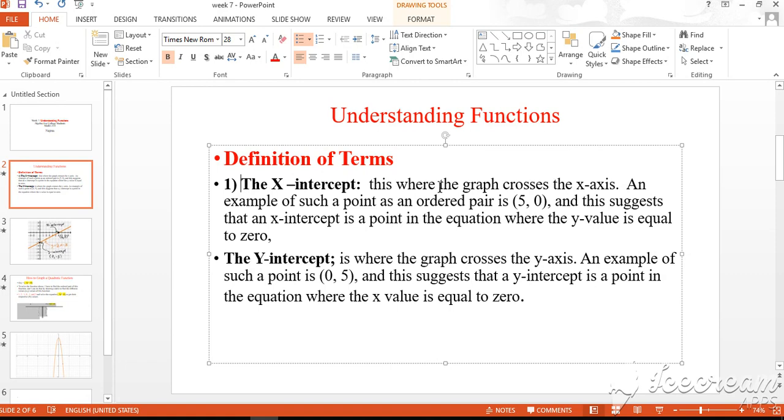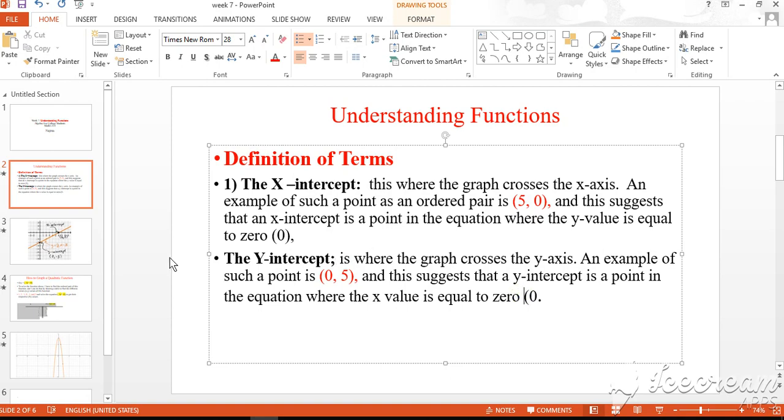x-axis. Let me give you an example of such a point as an ordered pair: 5, 0. And this suggests that any x-intercept is a point in the equation where the y value is equal to 0. Number two, the y-intercept is where the graph crosses the y-axis. An example of such a point is 0, 5. And this suggests that a y-intercept is a point in the equation where the x value is equal to 0.